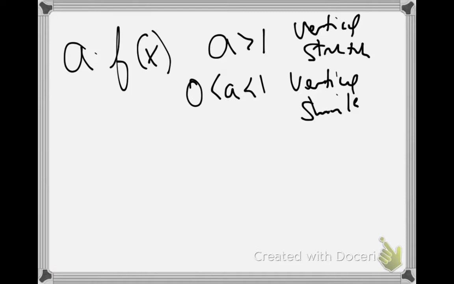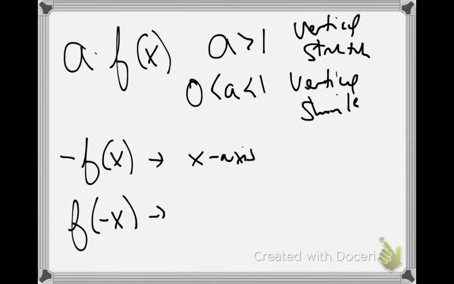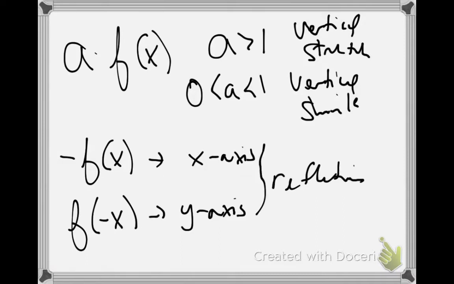Okay? The final thing would be reflections. So if you see negative f of x, that's a reflection across the x-axis. And if you see f of negative x, that is a reflection across the y-axis, and these are both reflections. Okay? I'm just doing this in general. I know in Algebra 2 we talked about it more specifically for each parent graph. I'm sure you did the same thing in pre-calc, more specifically with trig functions.